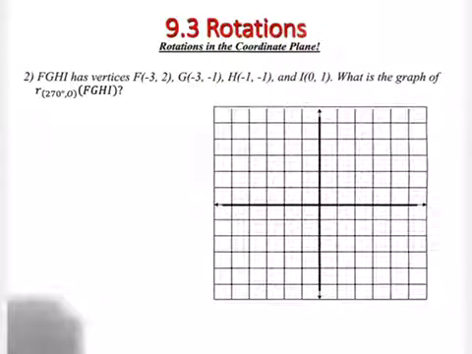Question 2, same idea. This time we've got F, G, H, and I, and we're asked to rotate 270 degrees about the origin. So with this one, we'll go ahead and plot the points first so we can see what our shape looks like.